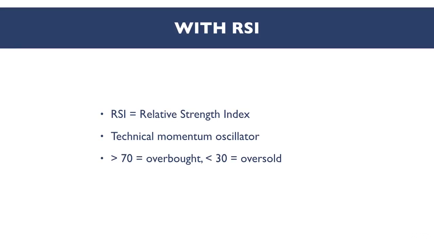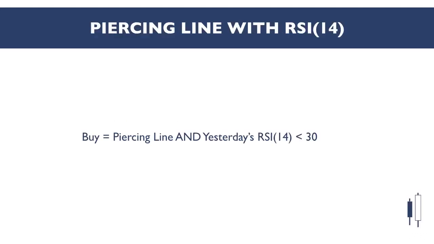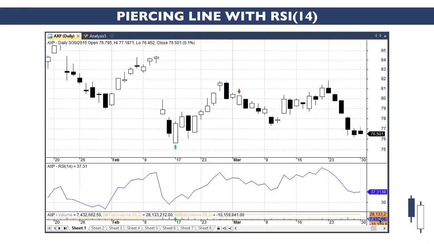So for this test, let's take a look at the piercing line pattern, and let's see what happens if we buy a piercing line pattern, but only if the RSI 14 is below 30. And this indicates that the security is in oversold territory. Hopefully, by introducing this RSI rule, we're going to avoid buying any piercing line patterns that have already gone up a significant amount. And here's an example of what we're looking for in the chart of American Express.